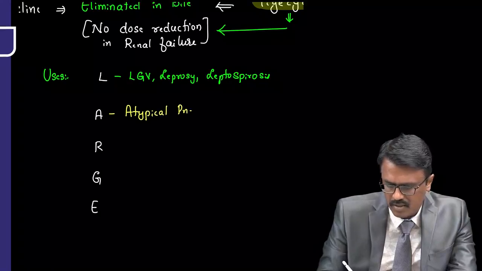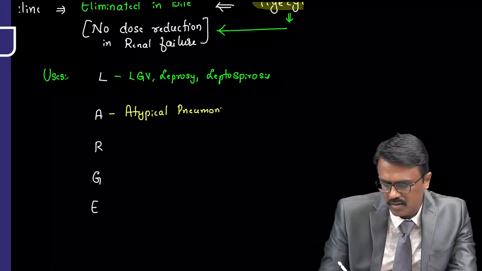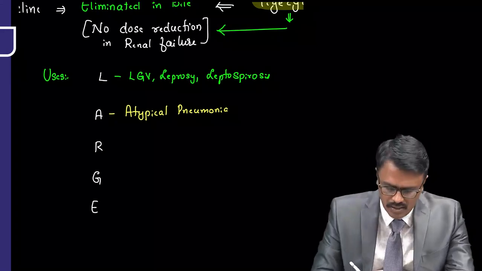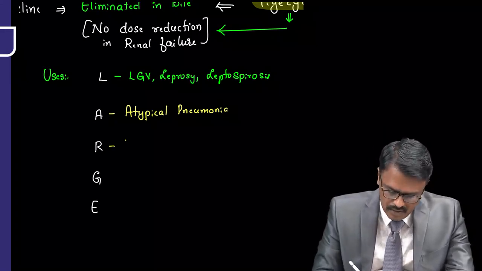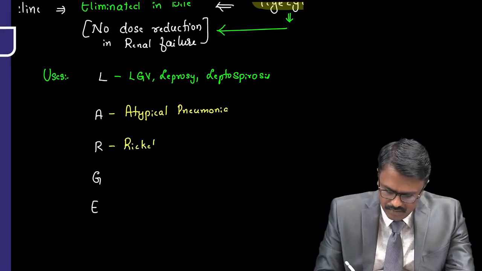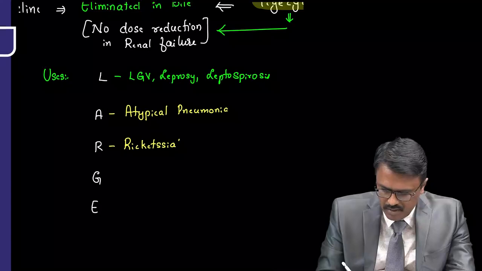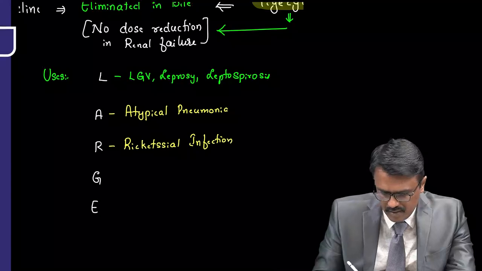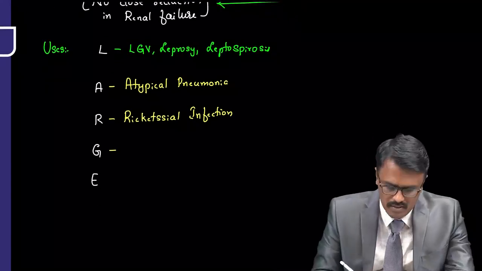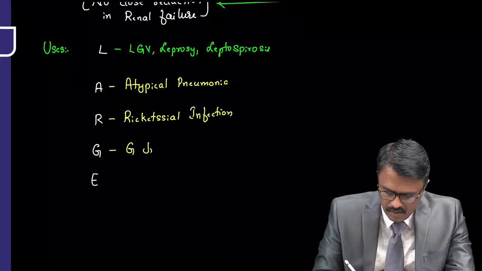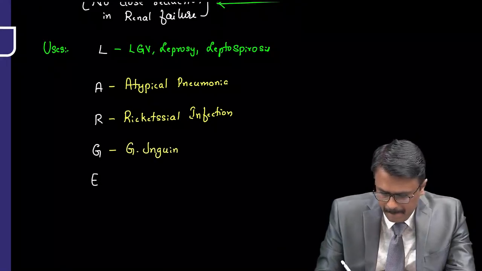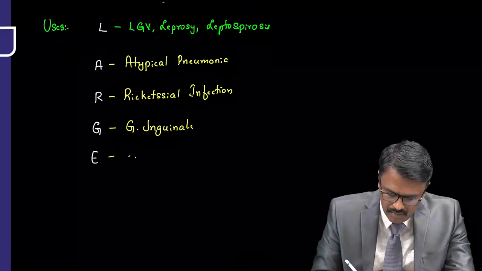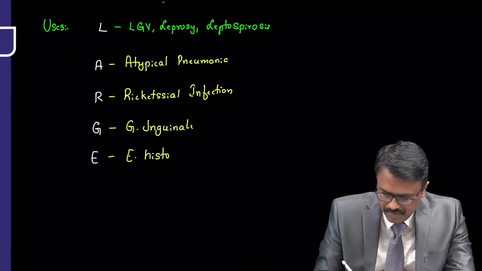A: they are used in managing atypical pneumonia. Sir, what organisms cause atypical pneumonia? You know that it is Mycoplasma, Legionella, and Chlamydia. So it can cover all. Then it is used in rickettsia. In rickettsial infections, it is the drug of choice. G: it is used in a condition called granuloma inguinale. And E: it is used in the management of Entamoeba histolytica.